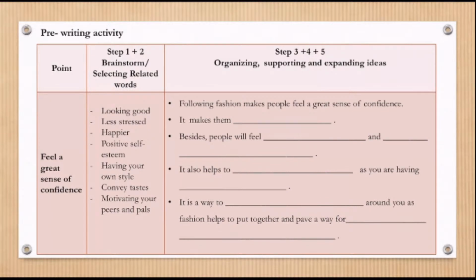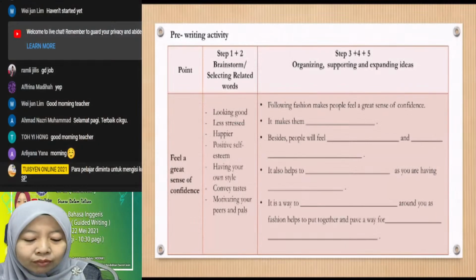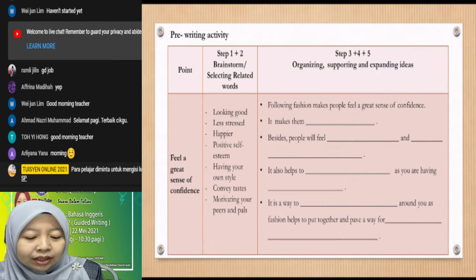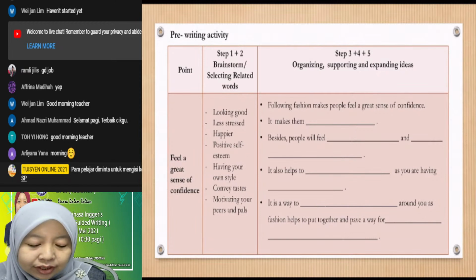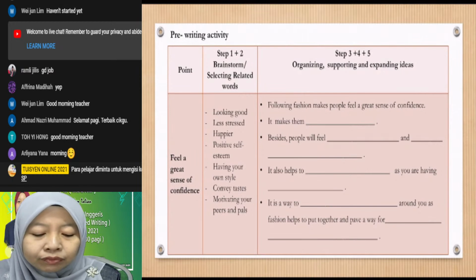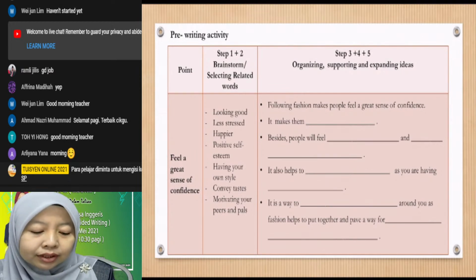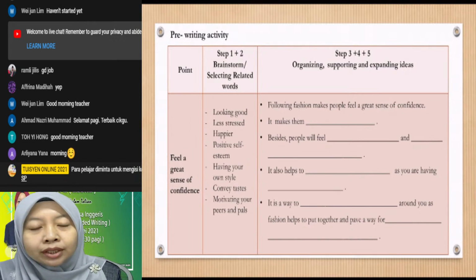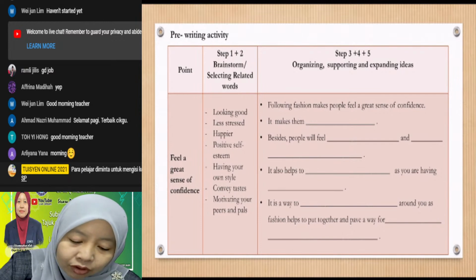Okay, step 1 and step 2, you need to brainstorm. Step 1, brainstorm as many words or vocab as you can that are related to the point. And then you need to select related words from the list that you have. Here we can see many phrases and words listed in the second column. So why do you think people feel a great sense of confidence if they follow fashion trend? Because it makes them look good. So this answers the question of what?